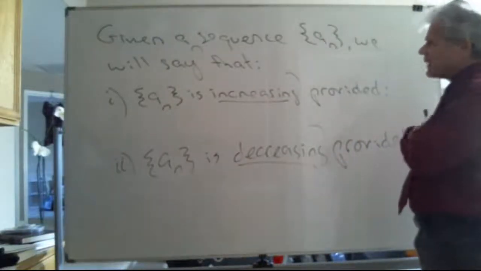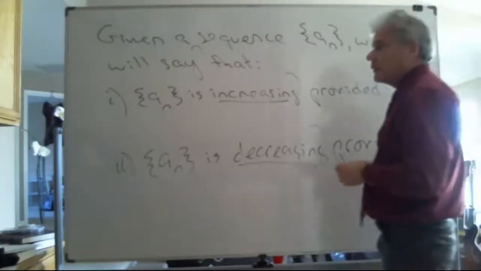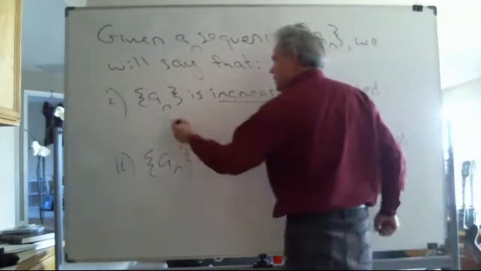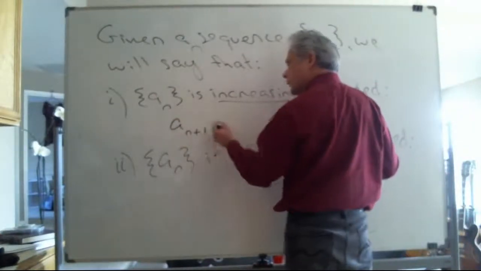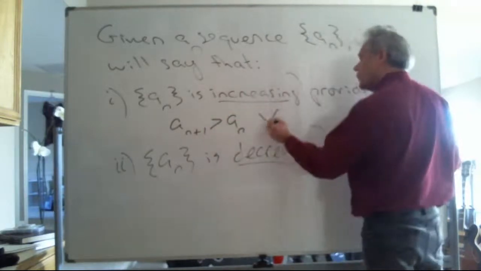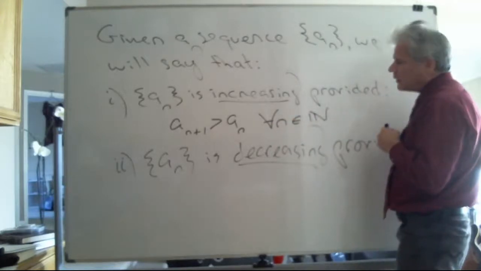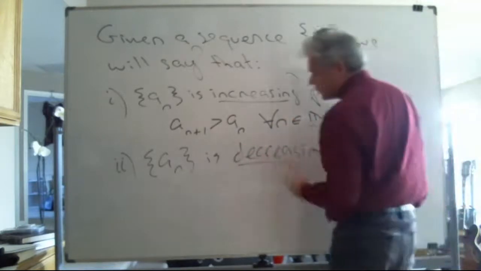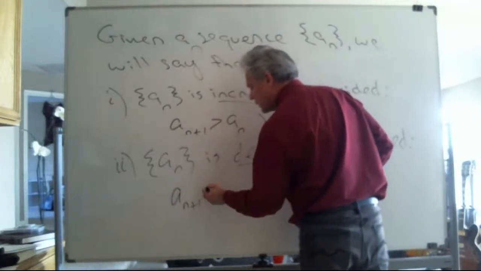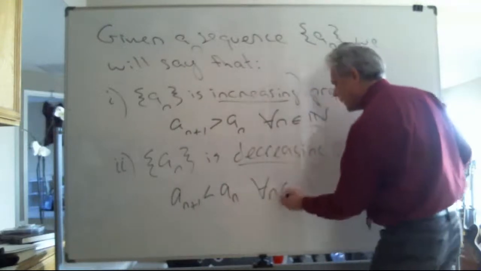Another definition: given an infinite sequence, we will say that this sequence is increasing provided the n plus first term is strictly bigger than its predecessor. Not sometimes, but for all natural numbers n. And likewise, I will say that the corresponding sequence is decreasing provided the nth term is strictly less than its predecessor. Here too, not sometimes, but for all natural numbers n.